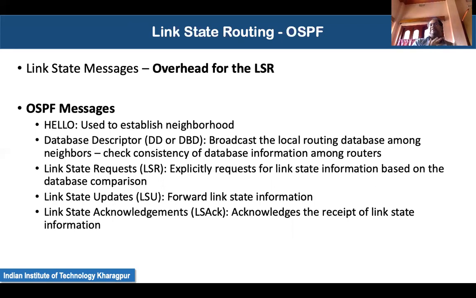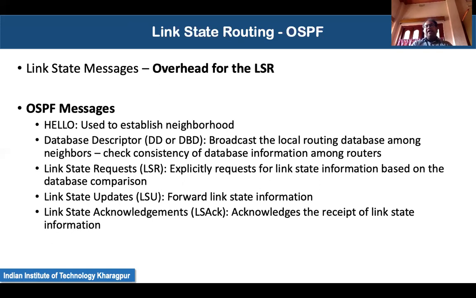If there is a mismatch in the database, it will again get the link state information. Then the link state update message forwards the link state information. Then the acknowledgement messages acknowledge the receipt of a link state. So you have a set of messages which need to be continuously exchanged among the neighbors. That way it also introduces a good amount of overhead.